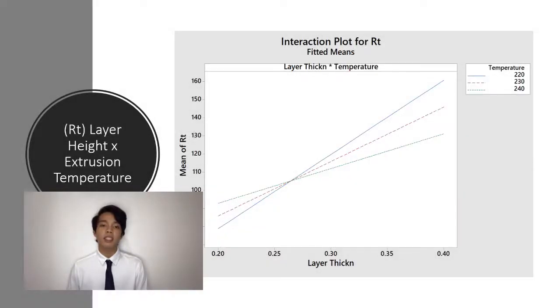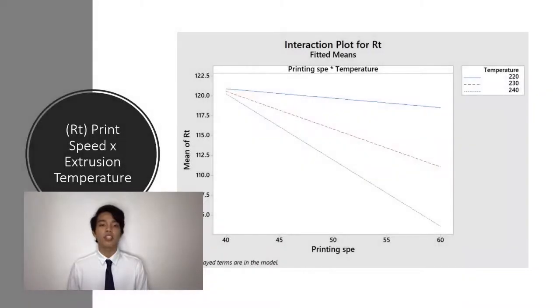Since the lines in these figures intersect, this clearly shows that the interaction in layer height and extrusion temperature is significant. There is no intersection in this figure, but the lines are not parallel either. This shows that there is a slight interaction between the print speed and extrusion temperature. It was observed that at an extrusion temperature of 220 degrees Celsius and print speed of 60 mm per second, the mean of RT was at maximum.